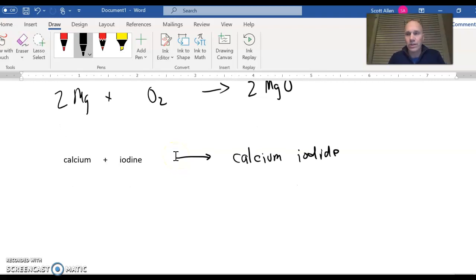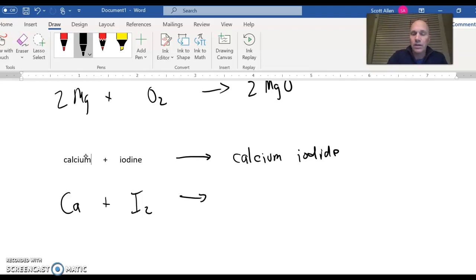All right, we now want to turn these into formulas. Calcium is not a Brinkelhoff element, so it's just plain old calcium. By the way, none of the metals are going to be Brinkelhoff. So if you know that it's a metal, you can just write down the element symbol right there. Iodine is a Brinkelhoff element, so that's going to exist as I2.